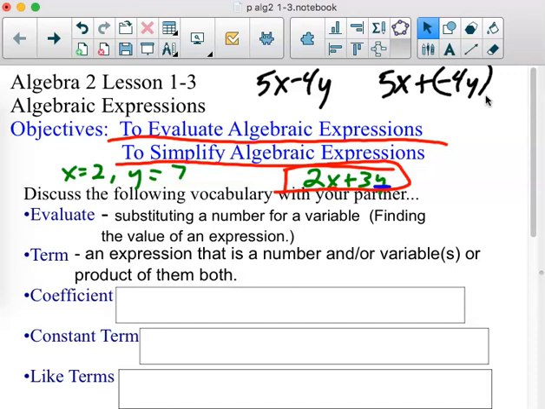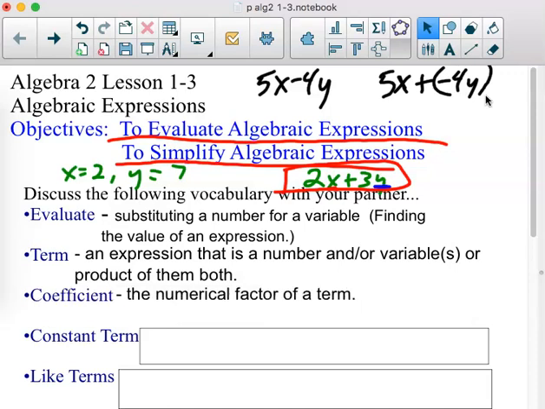A coefficient. What do you think coefficient is? So this one's kind of hard because, you know, you try to break it down like words are supposed to be broken down, and co means you've got a couple of things working together. Coefficient, working together efficiently. Well, the coefficients are the numbers in front of the terms. So, fancy language, the numerical factor of a term. 2x, the coefficient is 2. Negative 4y, the coefficient is negative 4. So, the number in the term.